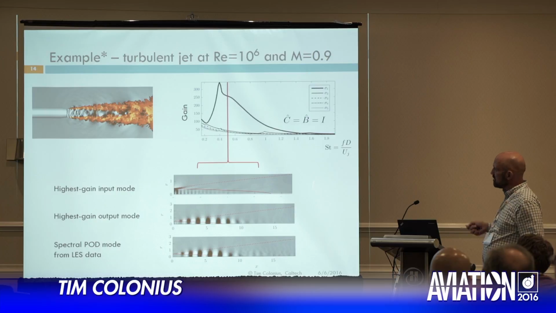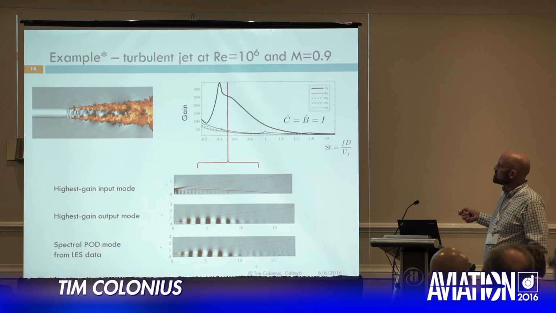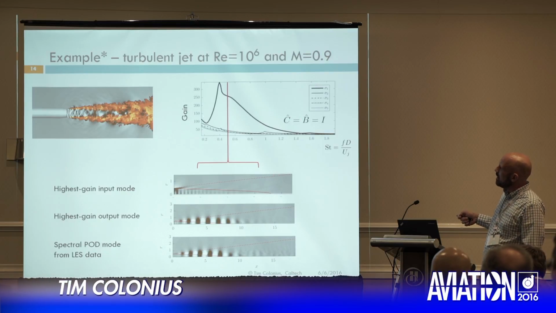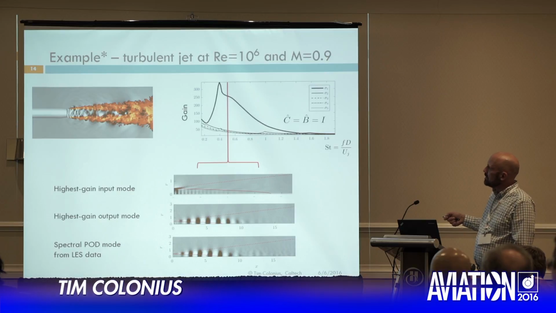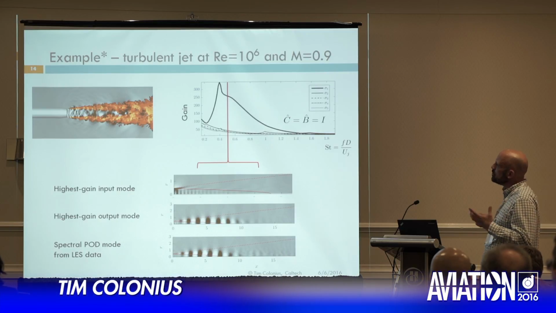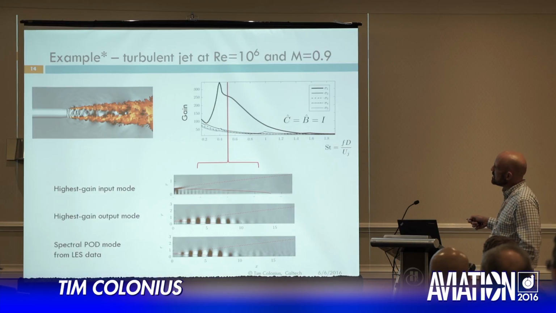This is just an example of that. I think I'm running very low on time, so I'm going to have to zoom through this quickly. This is a calculation that Oliver Schmidt and I did recently of a fully turbulent, very high Reynolds number jet. The corresponding flow simulation is from a large eddy simulation. We've taken the mean flow field from that large eddy simulation, and we've basically computed this resolvent operator directly and decomposed it via the SVD.